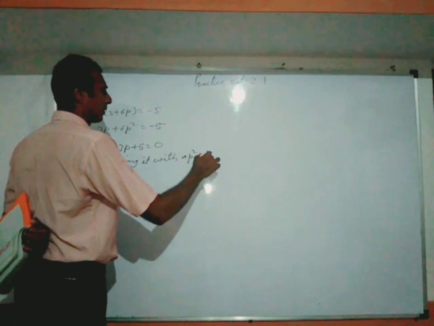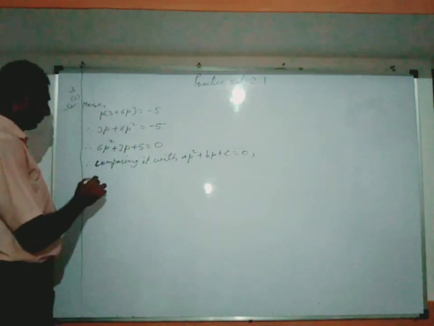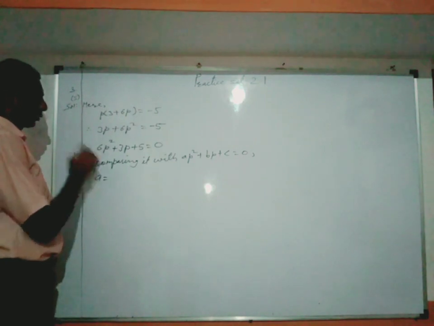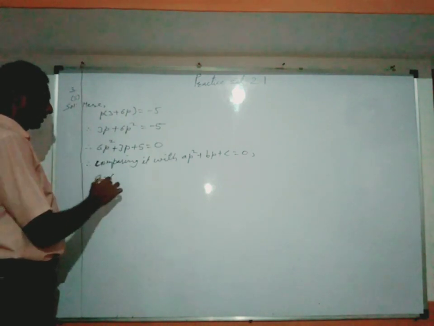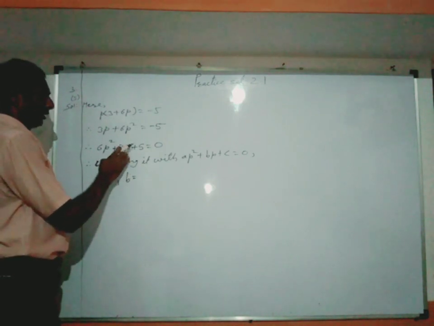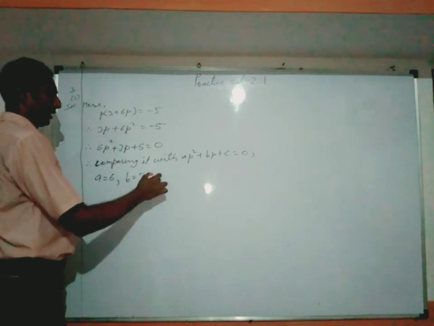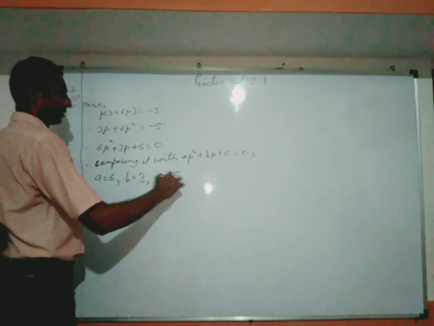ap square plus bp plus c equals 0, we get a equals the coefficient of the quadratic term, that is 6, b equals the coefficient of the linear term, that is the coefficient of p, which is 3, and c is the constant term, which is 5.